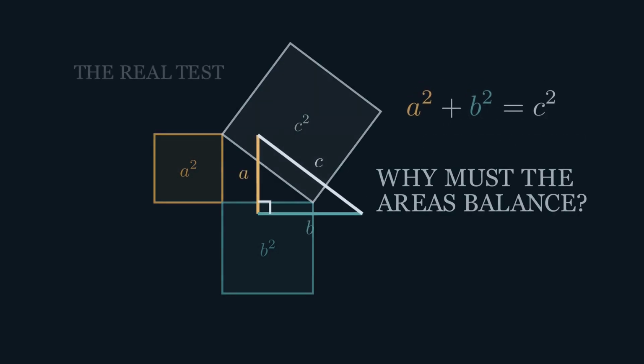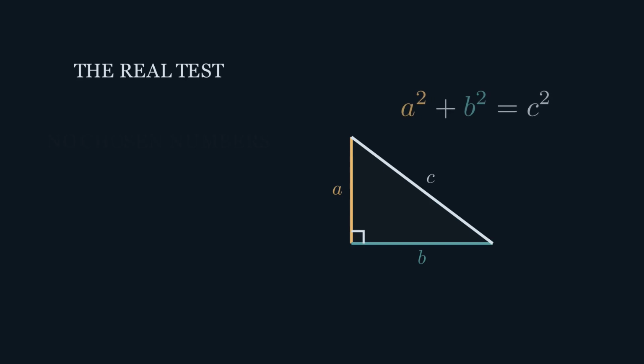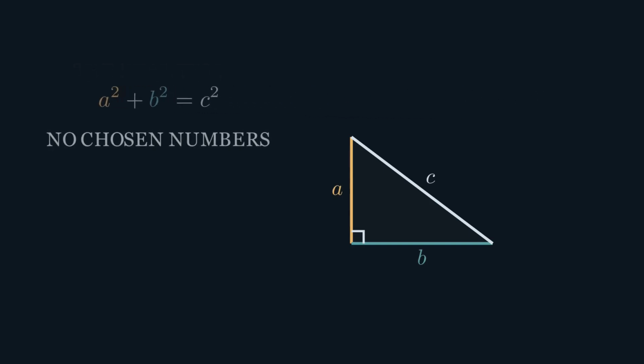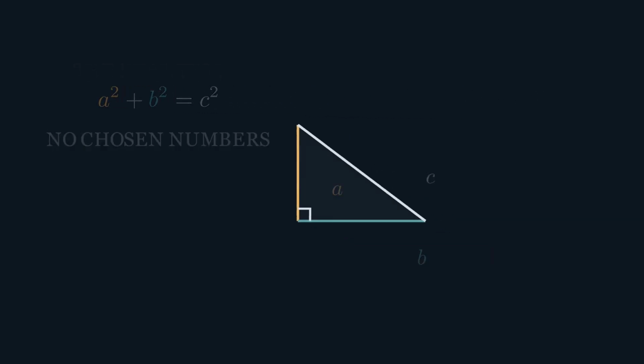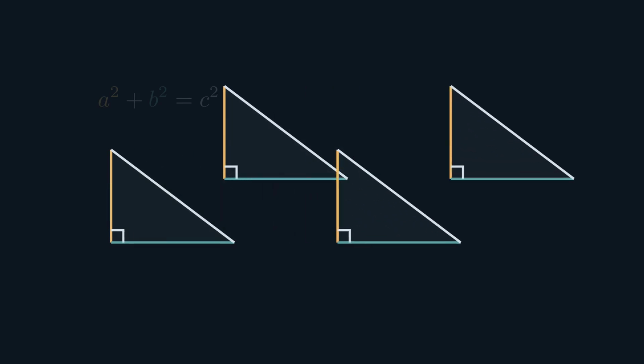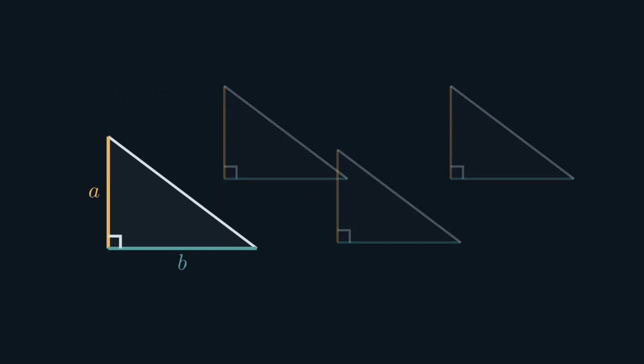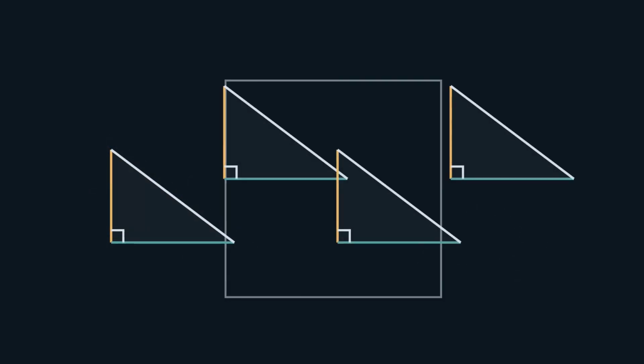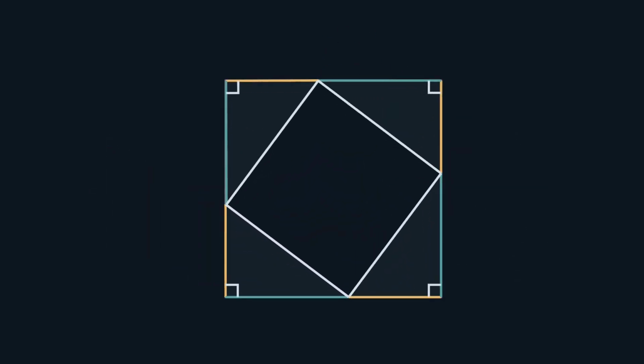Now comes the real test. Can we prove the equation without choosing any numbers? Take 4 identical right triangles. Each has legs A and B, hypotenuse C, and area 1/2 times A times B. Place them inside a larger square whose side is A plus B. A new shape appears in the center.